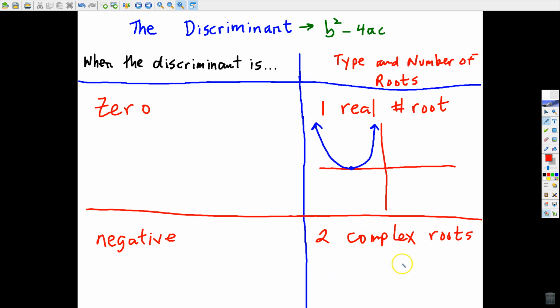And what that means as far as the graph is concerned is we're never going to cross the x-axis. So if your discriminant is negative, that means that you're going to have a parabola that does something like this. Or this. There's obviously several different options, but a parabola that never crosses x. There are no x-intercepts.